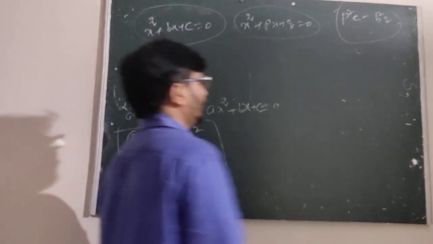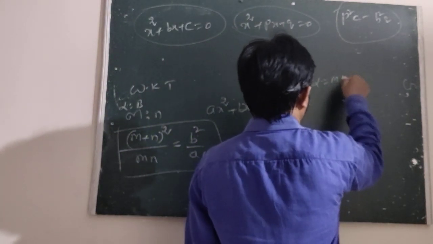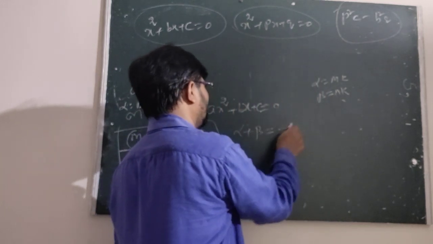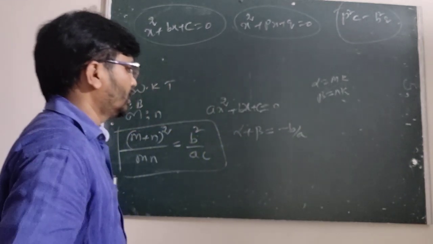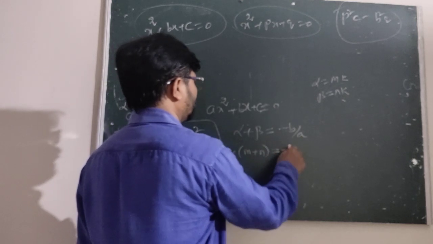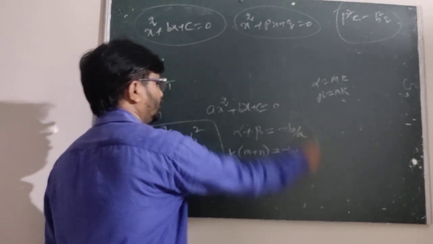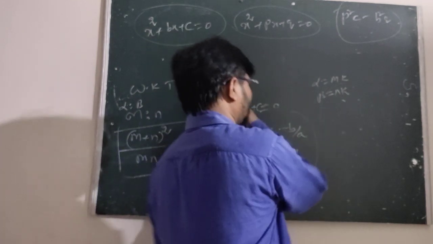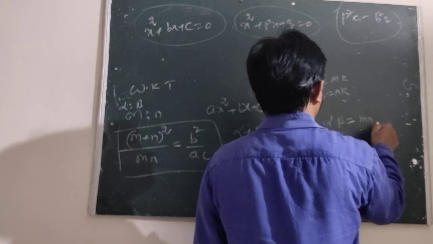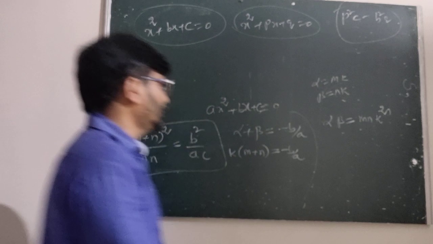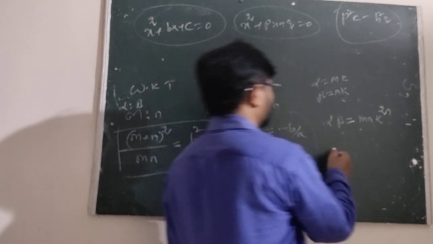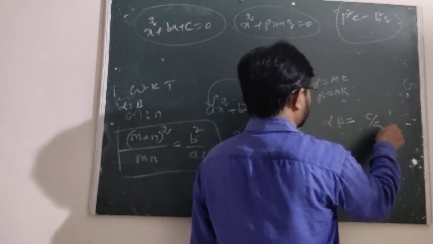How to derive this, sir? Here alpha equal to mk, beta equal to nk, where k is the common factor. Sum of the roots alpha plus beta equal to minus b by a, so (m plus n)k is minus b by a. Now the product of the roots alpha into beta equal to mn k square, and we know that the product of the roots is c by a.